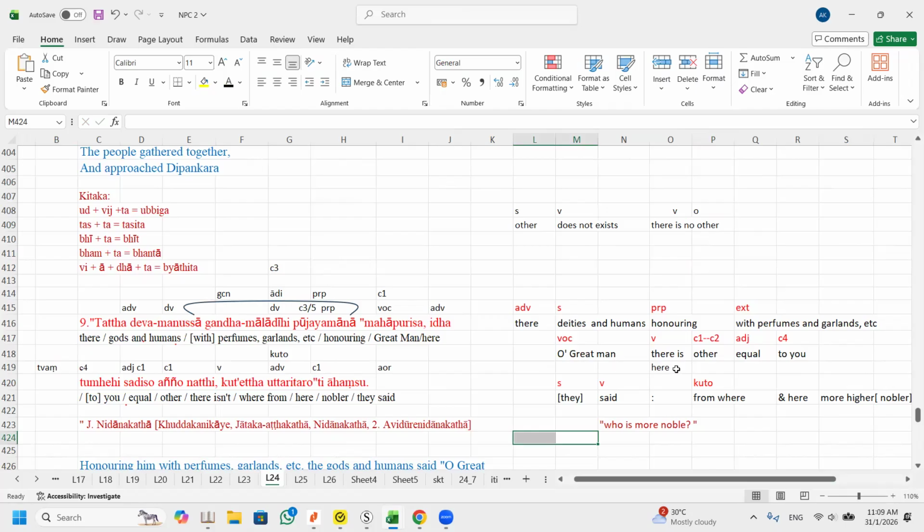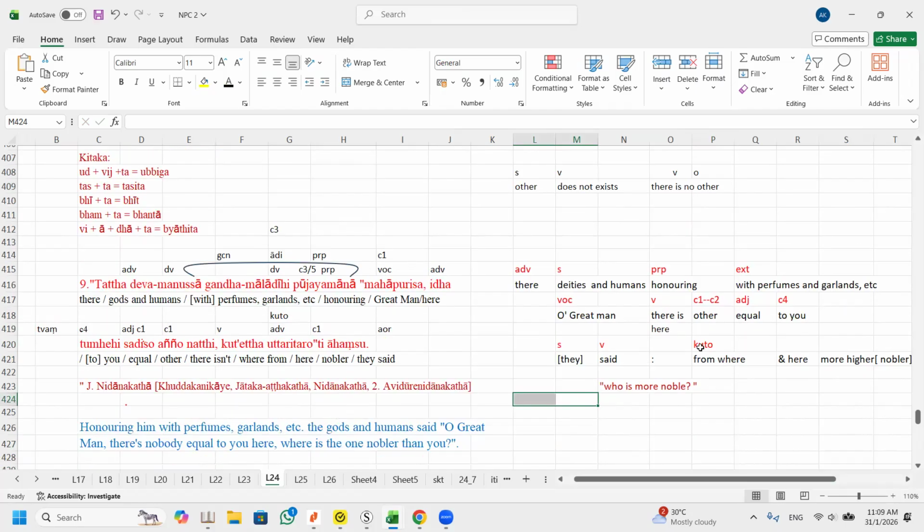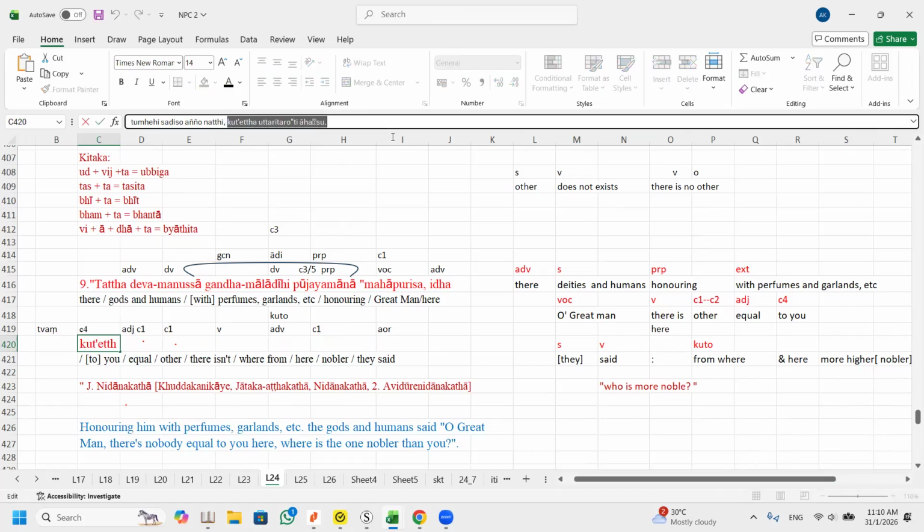There is, because this one here cannot fit into the line yet. So what we do is like that further. Okay, there. Great man, there is no others equal to you. This is the line. We're going to take this part and change it to blue.